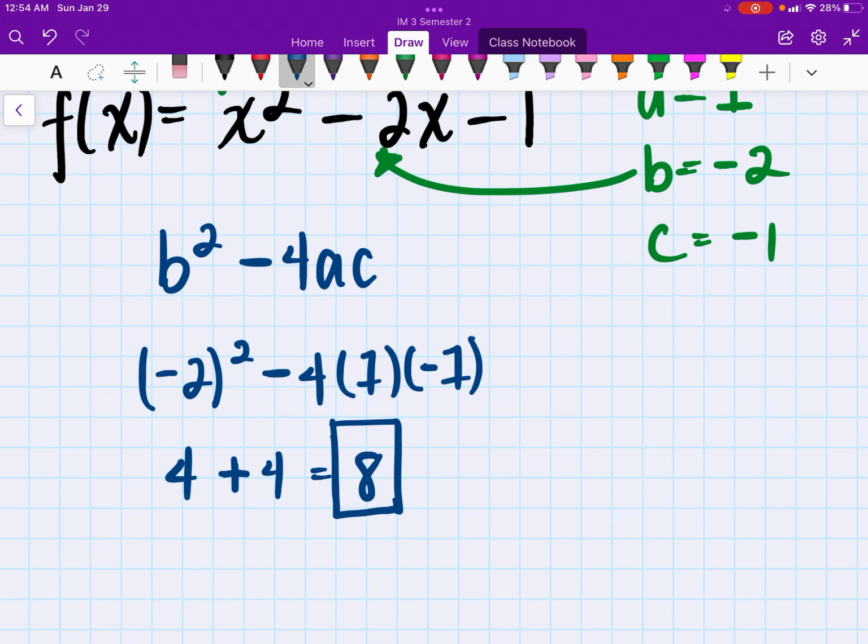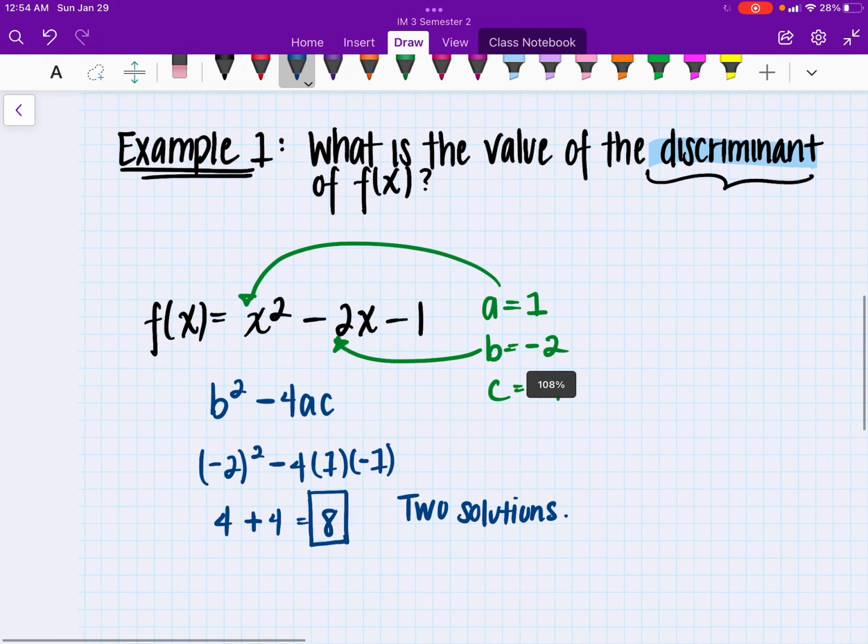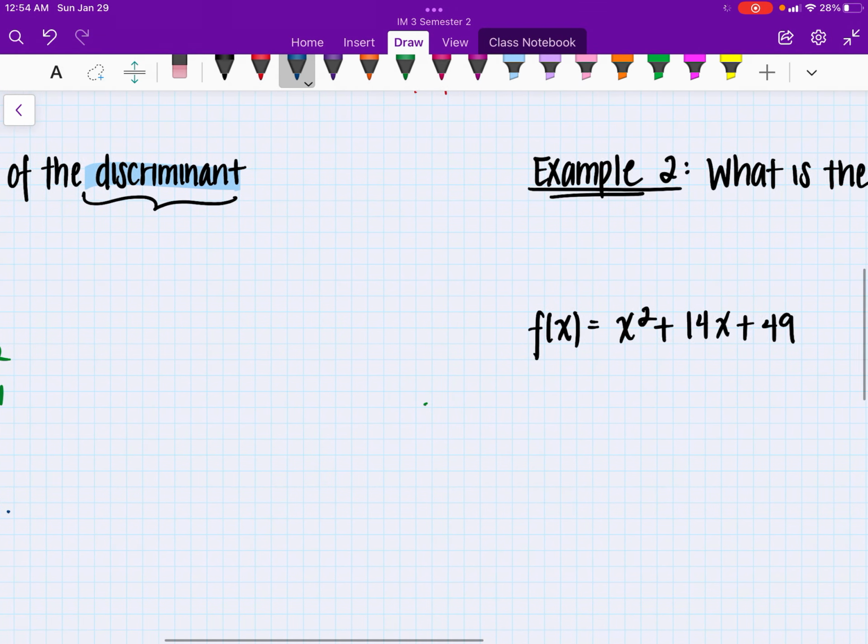Now, going further to this, because the value of the discriminant is 8, or more specifically, it's a positive number, we should actually be expecting two solutions. Two solutions here. All right. So let's go ahead and check out this next one.